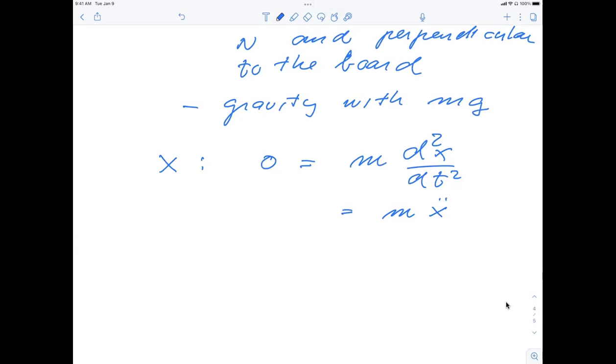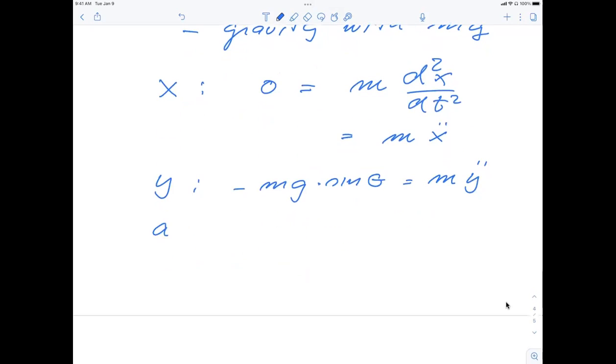Then, if we look at the y direction, we are assuming that in the y direction there is a force which is perpendicular to the board. So this board is a little bit tilted. So what we would have then is something like minus mg sine theta, with an angle theta, and this is equal to m times the second derivative of y with respect to time. What we're also assuming now is that this object, the puck, doesn't leave the board.